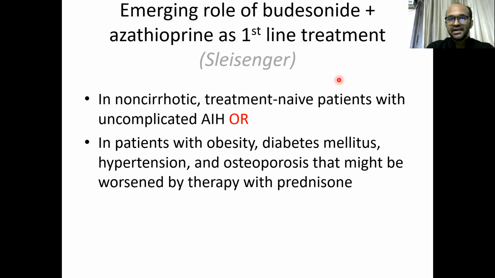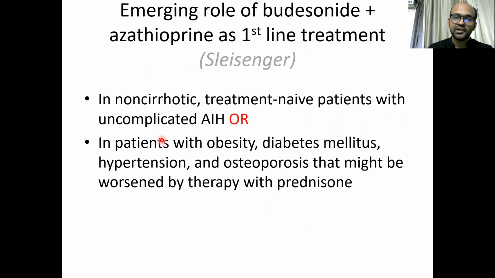Okay. Now there is an emerging role of budesonide plus azathioprine as the first line treatment in non-cirrhotic patients. Mind you, in non-cirrhotic treatment naive patients with uncomplicated autoimmune hepatitis, you have no features of liver failure, right?